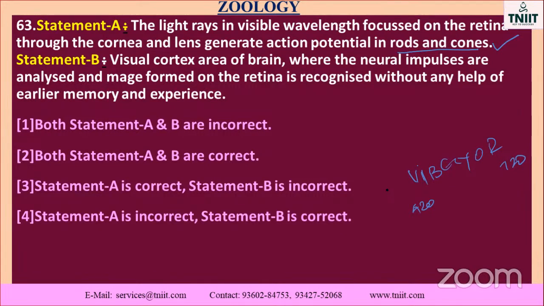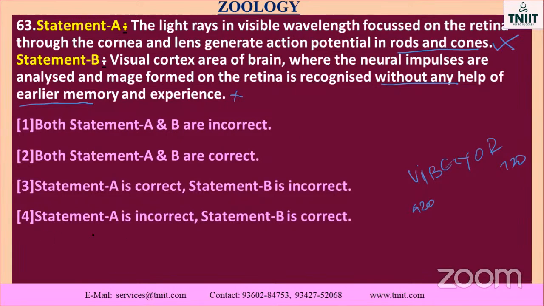Is it a correct one or a wrong one? No, it is not correct. The action potential is not created by the rod and cone cells, so it is wrong. Next, the visual cortex area of the brain, where the neural impulses are analyzed and merged, formed on the retina, recognizes without any help of earlier memory and experience. No, how will you identify that this is the white color without already having the memory? So this is also a wrong one.